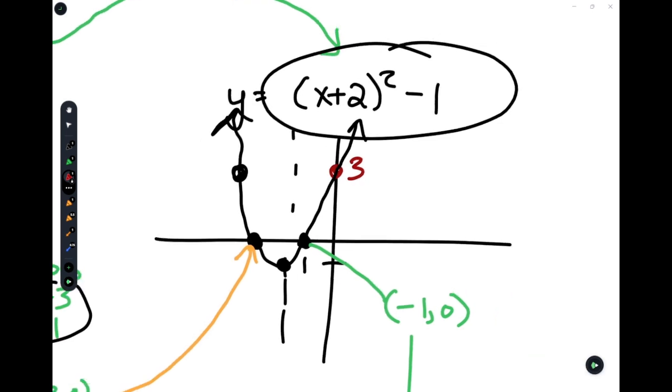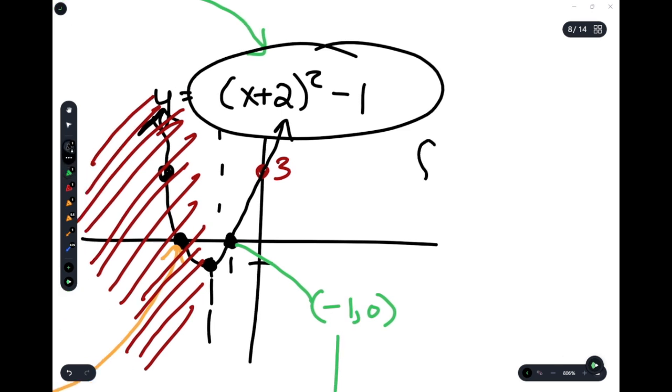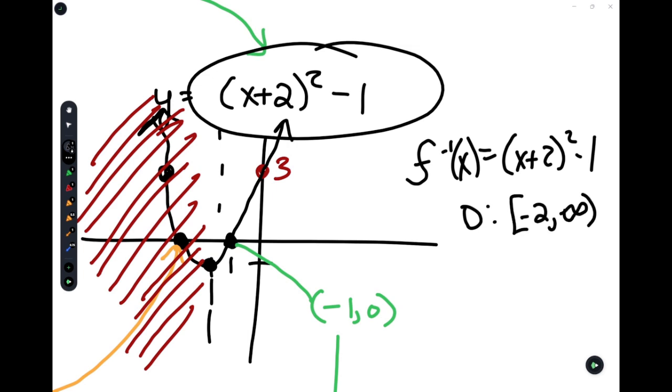The same destroyed section, just so you know. So what section got destroyed on the y? The negative stuff? We're killing all that negative stuff. And there's your new domain, which would be, this is your inverse. Your inverse is 100% f inverse equals (x plus 2) squared minus 1 with the domain restriction of -2 to infinity and a range of -1 to infinity.